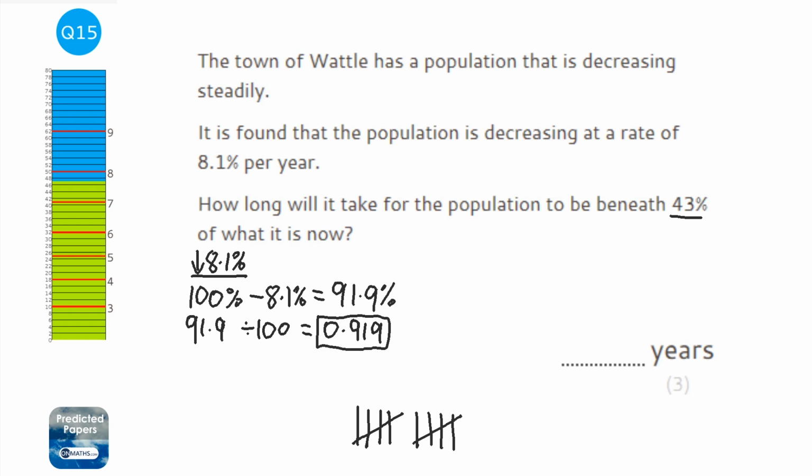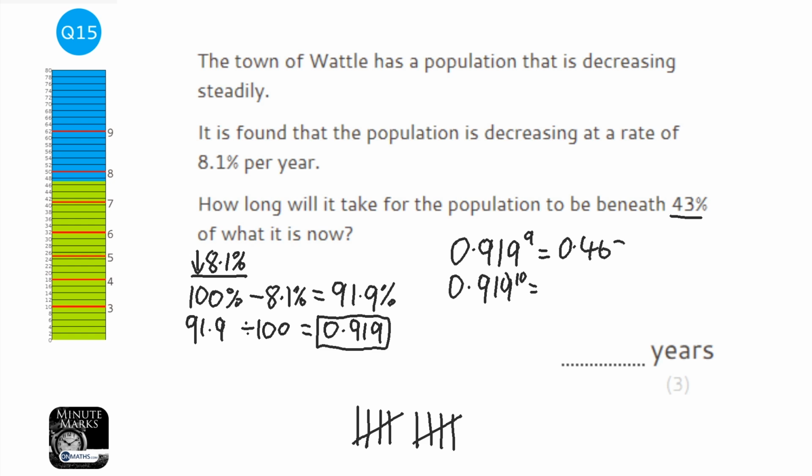Now to show the examiner that, I might do 0.919 to the power of 9 to show it's not enough, and then 0.919 to the power of 10. So 0.919 to the power of 9, that wasn't enough. 0.467, and so on. 0.919 to the power of 10, and I show that that is enough. 0.429, and so on. So it's going to take 10 years.